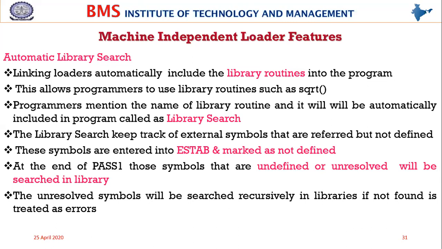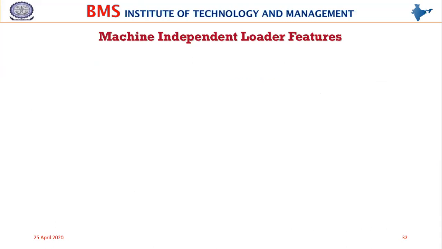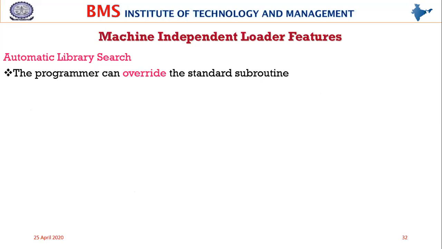If it is found, it will be loaded, and its load address will be entered into the external symbol table. Then you can use it like a local thing. But if it is not found, obviously it is a mistake. Then you will get an error, something like undefined function name or undefined identifier name, right? How exactly does this work?